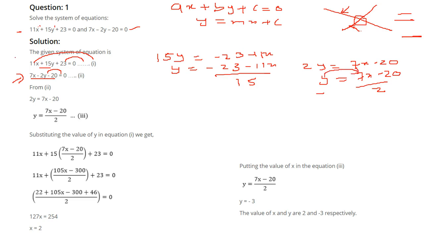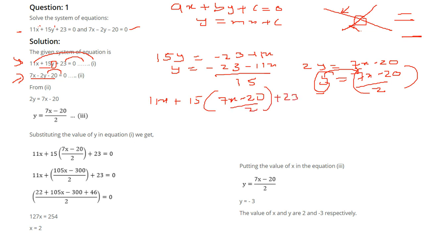Now this is y written in terms of x. In this equation, we can replace y wherever it appears. Where is the y? Here, in 11x plus 15y plus 23. So in place of y, we'll place 7x minus 20 by 2, plus 23. Then we are going to solve it. This is 11x plus 15 into 7, which is 105x, minus 15 into 20, which is 300, by 2, plus 23 equal to 0.